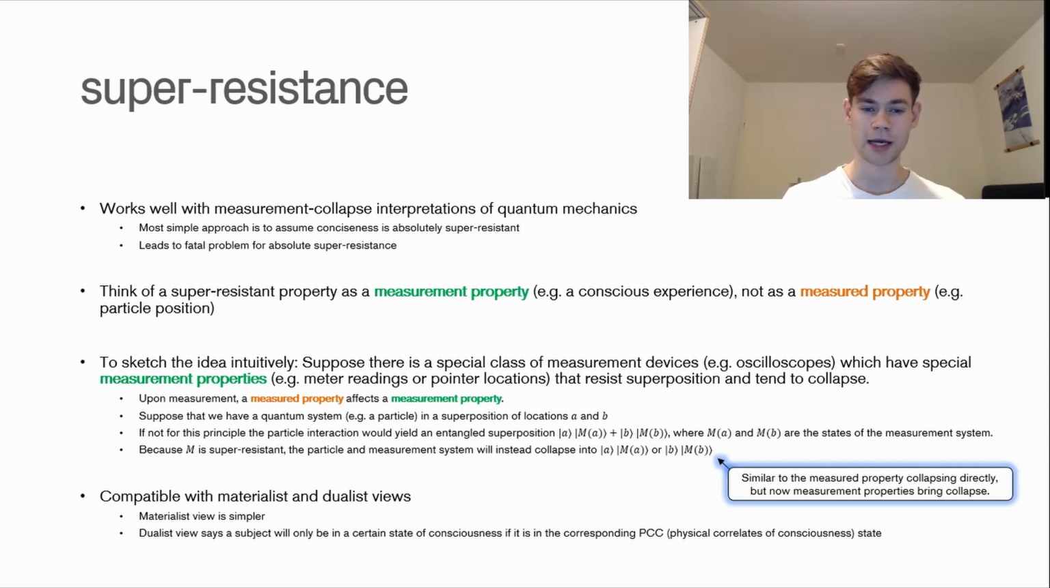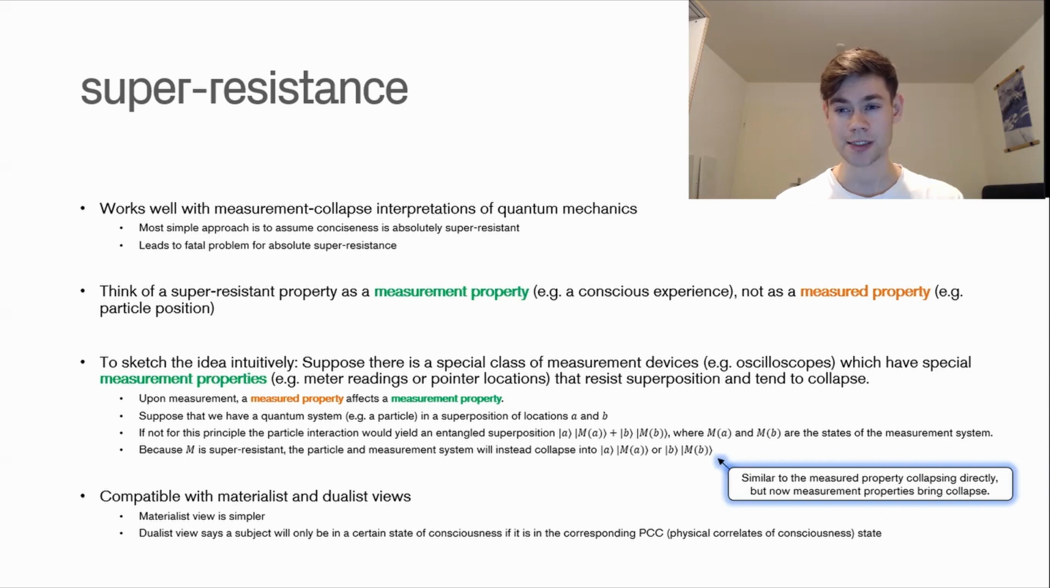And if we suppose that we have a quantum system, so a particle in a superposition, then that would be, let's say, a mix-up between state A and state B. So when you have a superposition, you have a particle that's in two states at once, and it only collapses to one of them when you actually measure it. And if it wasn't for this principle, the particle would yield an entangled superposition. So as we can see described here, where M of A and M of B are the states of the measurement system. So that would be your oscilloscope.